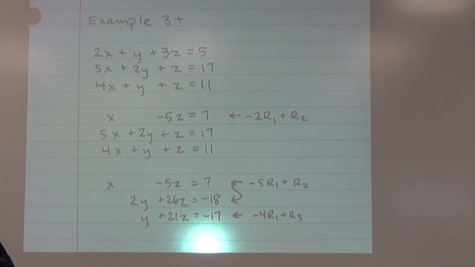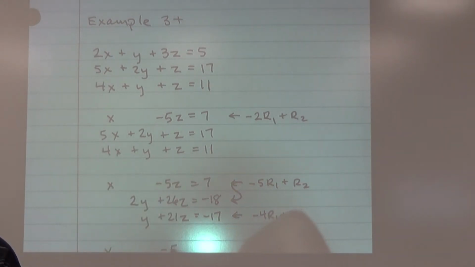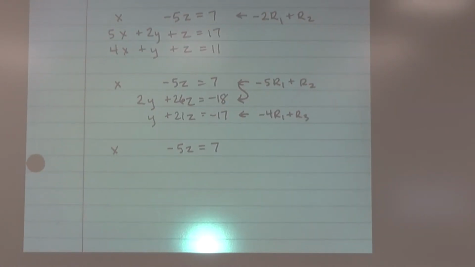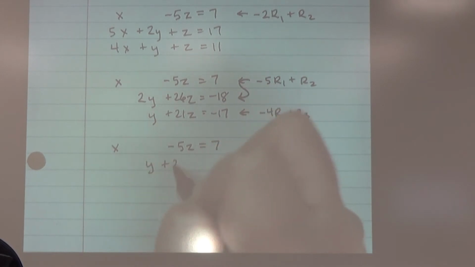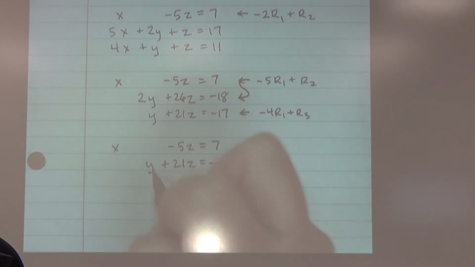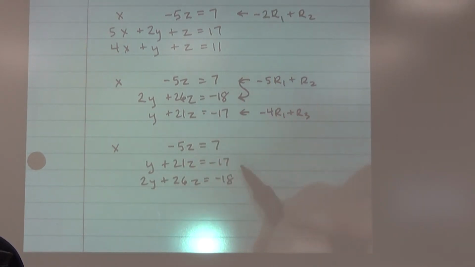All right, so now our next step is we need to work on that second equation. It needs to start with y. We've got a couple pretty basic options. Since I like the first equation, I'm just going to rewrite it. It starts with x. That's what I want. And now there's a couple things we could do. We could easily multiply the second equation by a half, not a problem. Or we could just switch these two. So y plus 21z is equal to negative 17. 2y plus 26z is equal to negative 18.